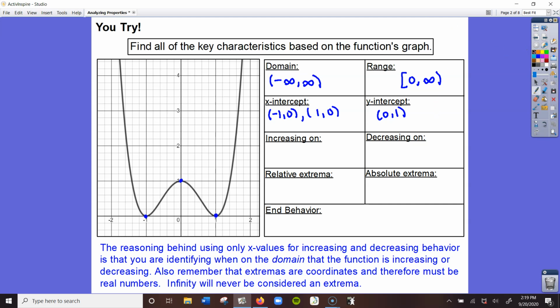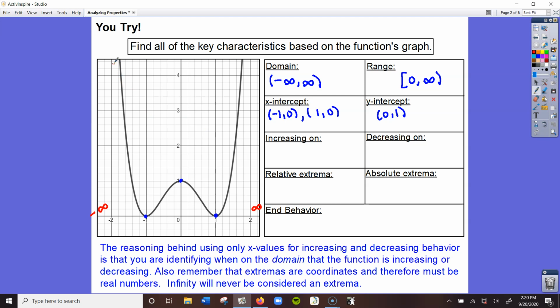Okay, so now I'm going to determine increasing and decreasing behavior. As always, I'm going to label my graph here. The left side is negative infinity, the right side is positive infinity. Remember, I write these because we're writing these intervals in terms of x. So we don't want to get confused and say positive infinity because it's up here, but rather negative infinity because it's on the left.